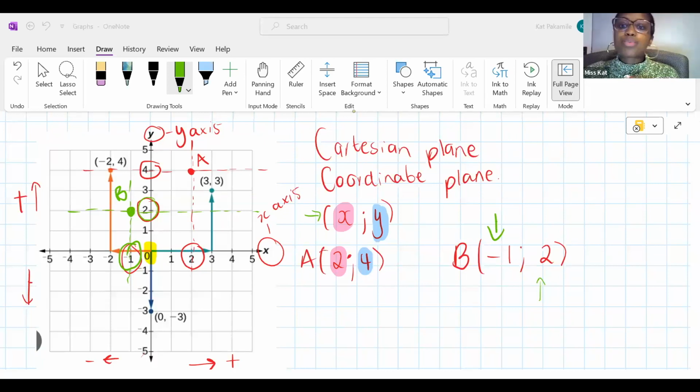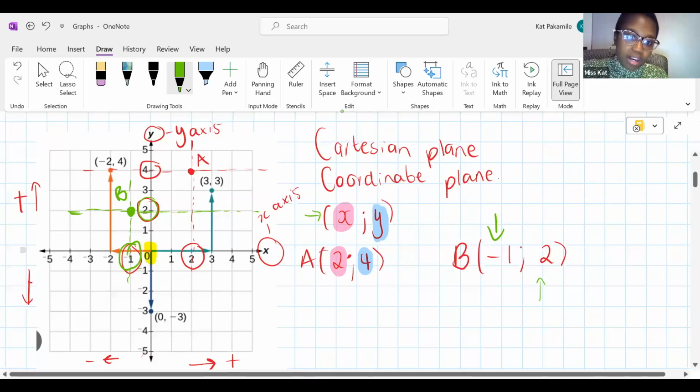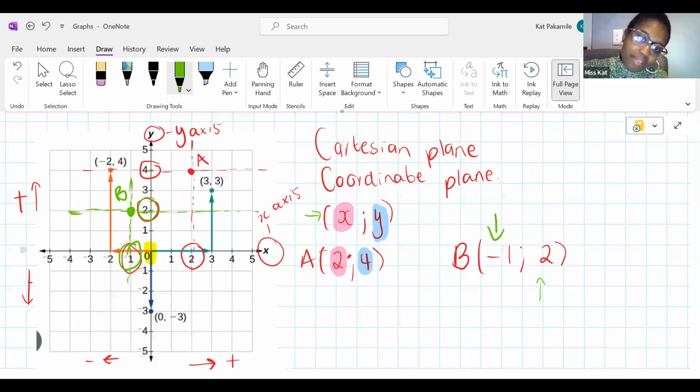Okay, so now you have to plot the point where they meet. Where -1 and 2 meet, that's where your point is going to be. Now you can either take your 2 fingers and go up and sideways until they meet, or you can draw a dotted line across 2, which is what I did there. Do you see it? Yes, ma'am. And a dotted line across -1, and there where they meet is the point B. Okay, ma'am. Thank you, ma'am. I understand. There we go.